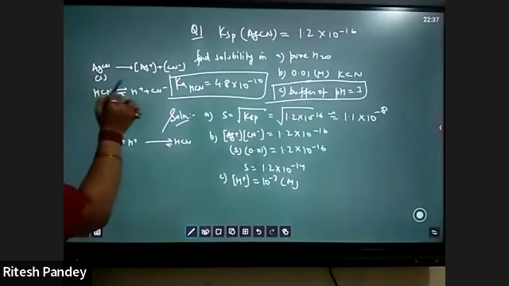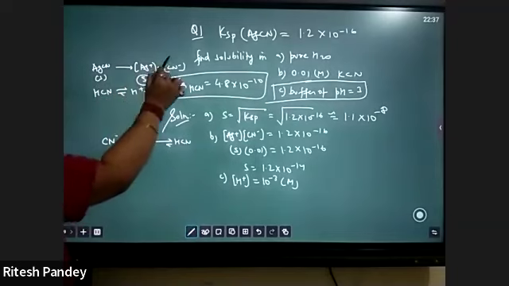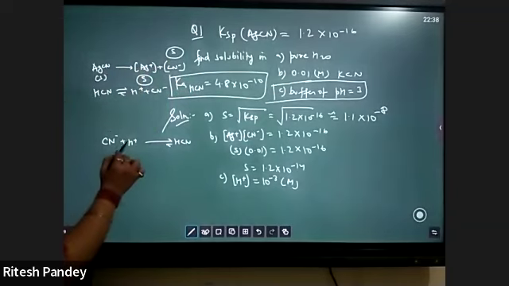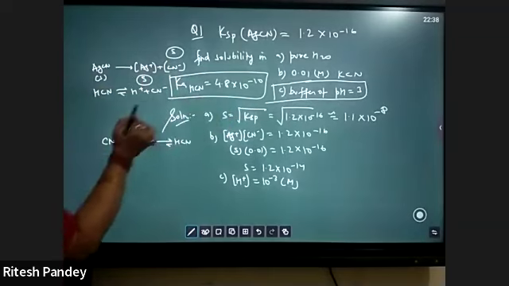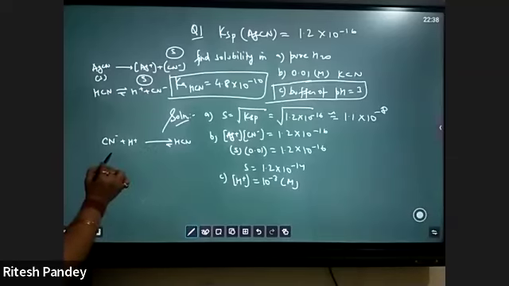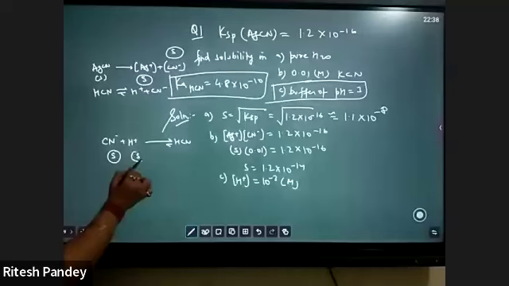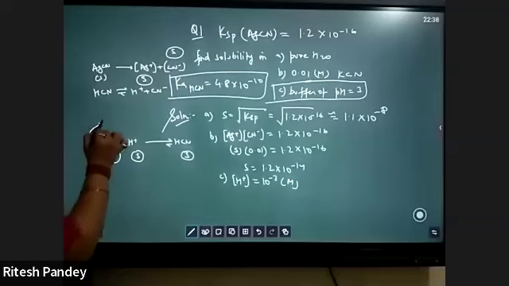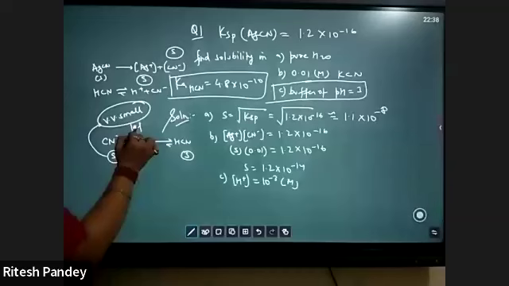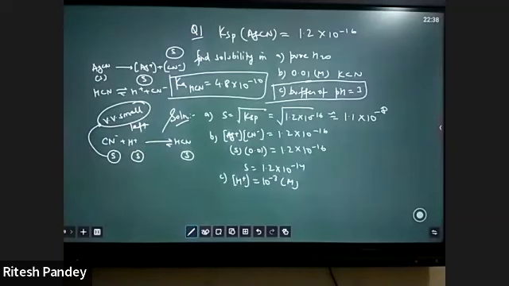Suppose the solubility of this is S, then Ag plus is S and CN minus is also S. Now cyanide, what will it become? With H plus it will form HCN. And because this value is so small, I believe this is going largely in the forward direction. In the sense, this S, the solubility, will form HCN with H plus. I believe that the cyanide left in the medium is going to be very, very small.